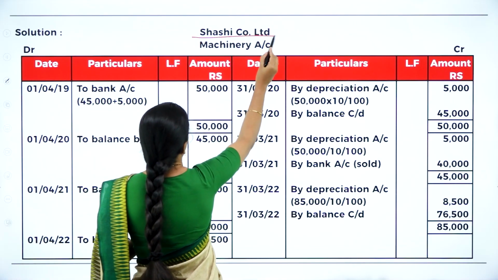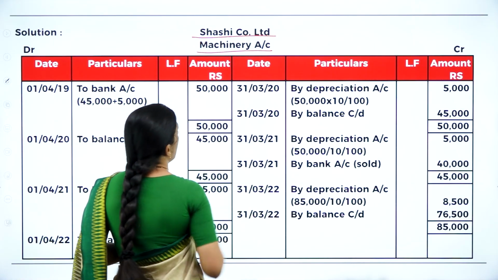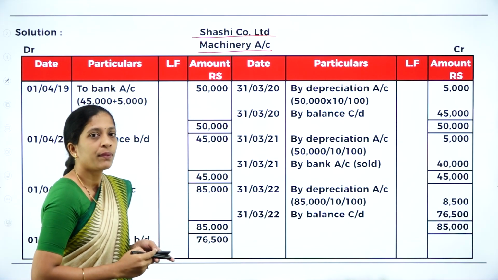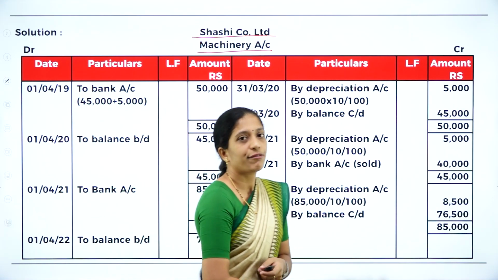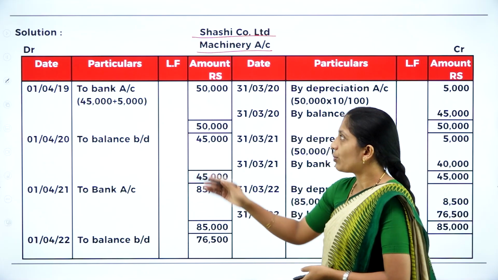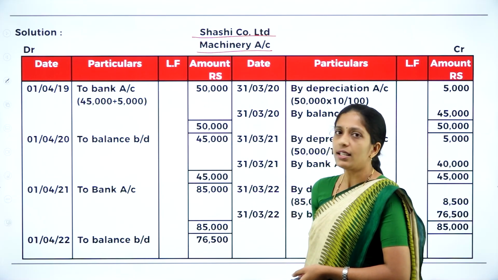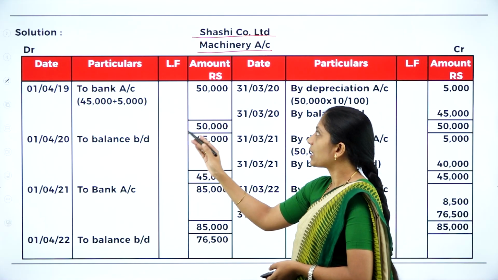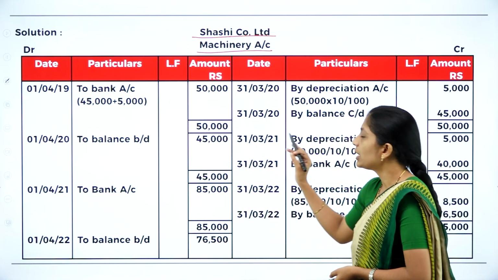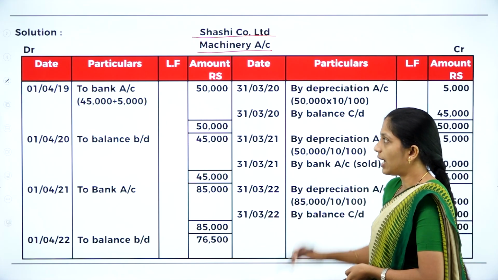We'll write the name of the company, Shashi Company Limited, and we are preparing the machinery account. The machinery account is in the format of your ledger. So what is the format? You have a debit as well as a credit side. Under the debit side, you have date, particulars, ledger folio, amount, and likewise on the credit side: date, particulars, ledger folio and amount.